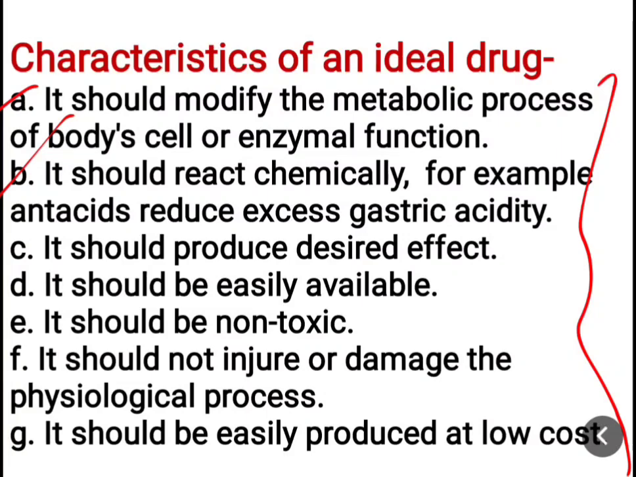Third, it should produce the desired effect. Suppose a particular organ has a disease; when we take the medicine, it should act on that particular site. For that reason we take the drug. For example, if we have a headache, we take medicine to cure the headache, not to affect other organs. We need the medicine to relieve the pain of the headache, with other organs not affected. This is termed the desired effect.